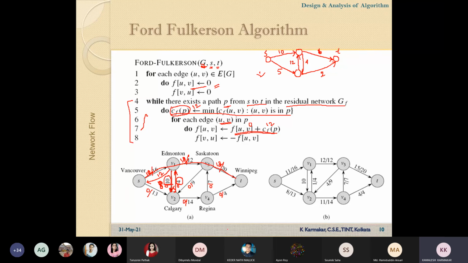Basically, the 10 unit is the capacity, but 8 unit flow is from V1 to V2. But these two vertices are linked by edges. So in that case, if we want to calculate the flow in the opposite direction, the capacity can be 8 plus 4.